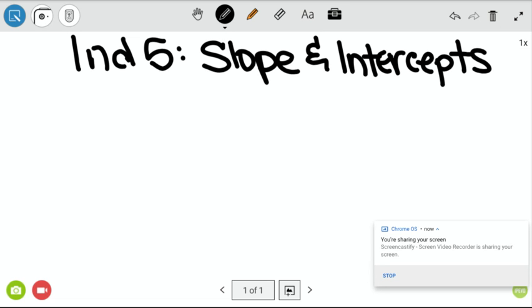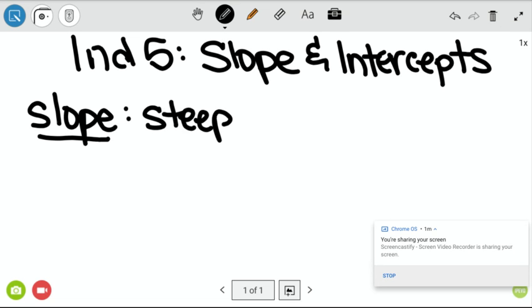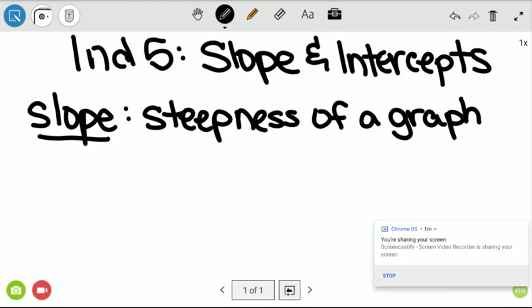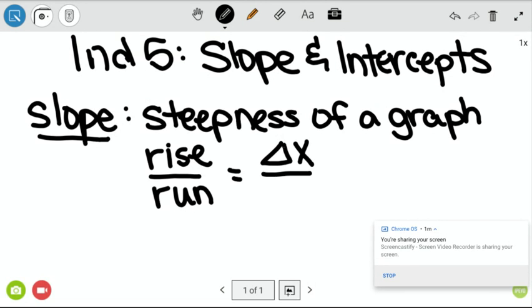Whenever we're talking about slope, this is a definition you definitely need to write. This is what we refer to as the steepness of a graph, and the slope determines how much a graph is slanted. Sometimes you'll hear rise over run. Sometimes you see the symbols delta Y over delta X. Those triangles are a Greek letter, and that delta means change.